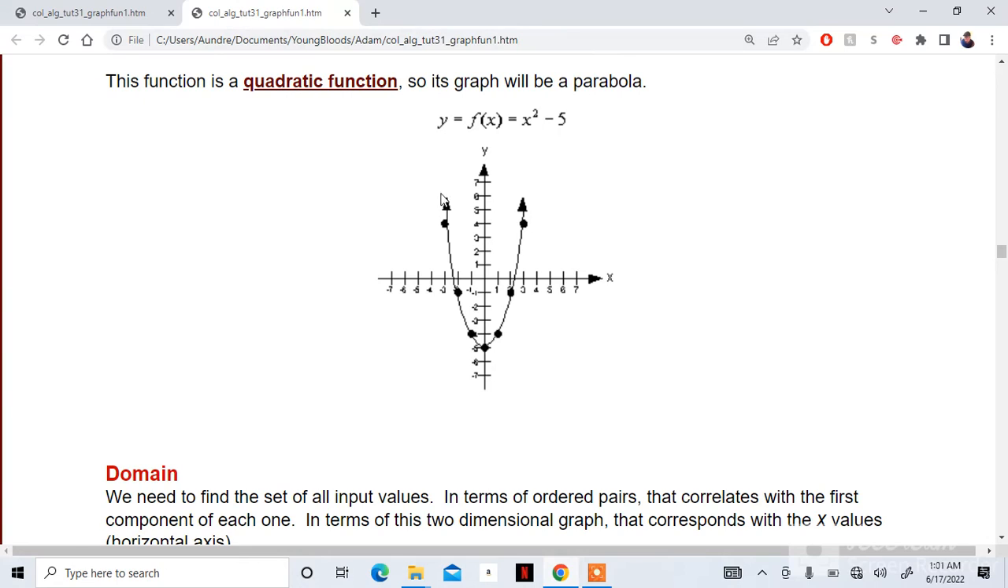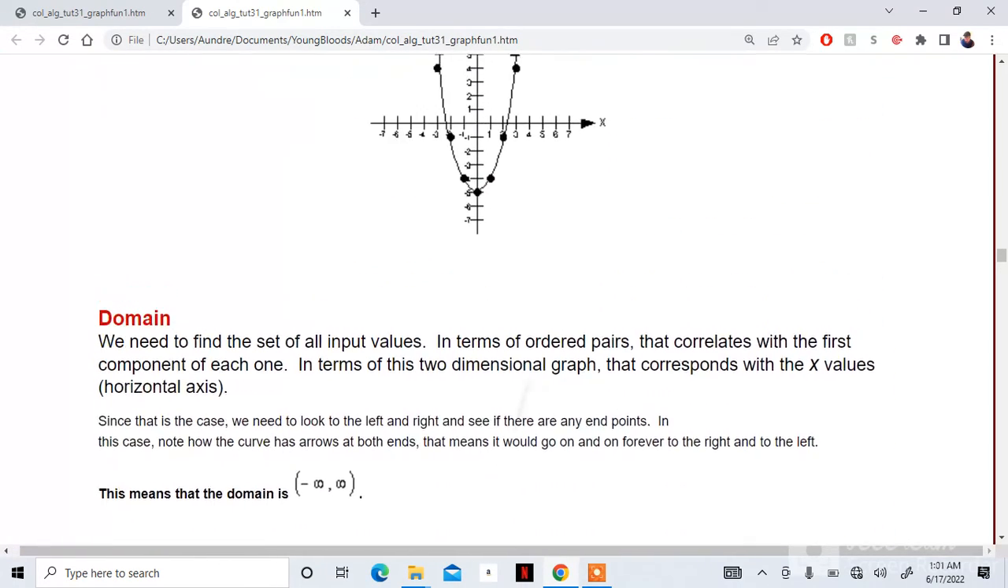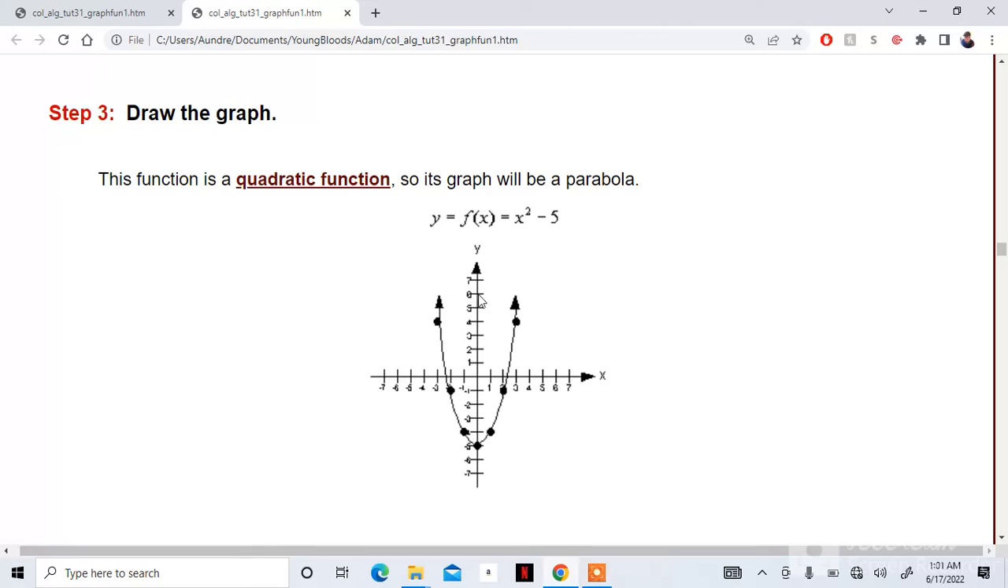So y values are up here: 6, 5, 4, 3, 2, 1, 0, -1, -2, -3, -4, -5. So y values are these numbers. And the vertical axis is the whole line containing these numbers.